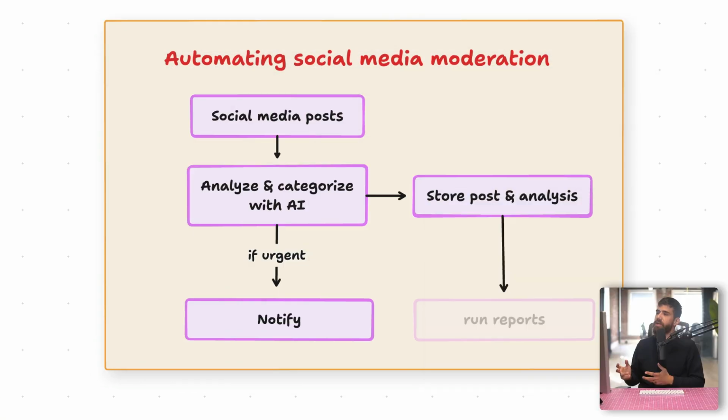Now we're grabbing social media posts automatically. We're categorizing them the way we need. We're sending the most important ones to the team. And we end up with a Google Sheet with all of the social media posts.